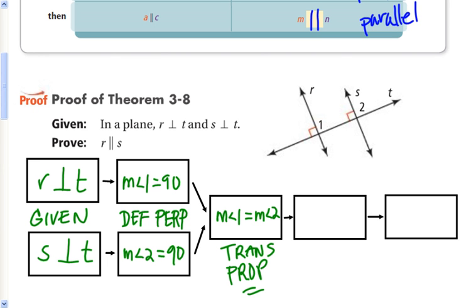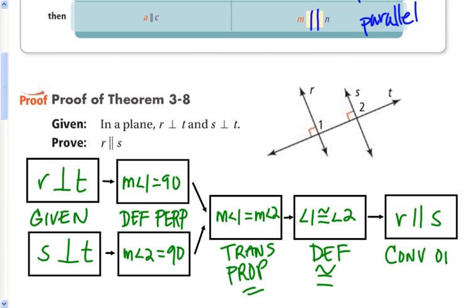And so we have angle 1 is congruent to angle 2. That's the definition of congruent. And since angle 1 is congruent to angle 2, and they are corresponding angles, we have R is parallel to S, and that is by the converse of the corresponding angles postulate.